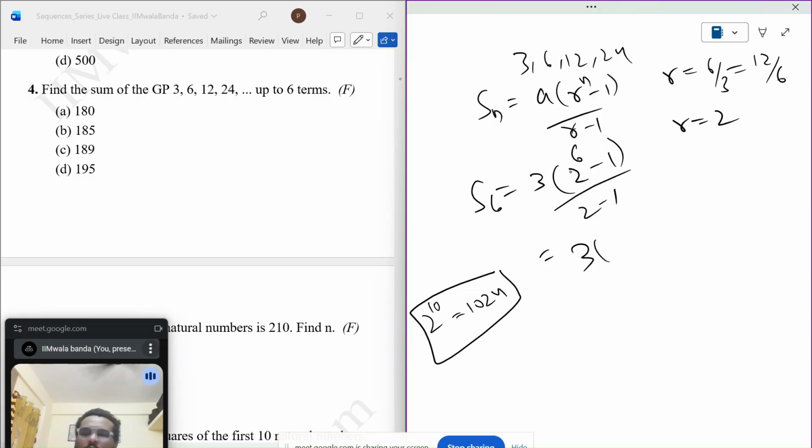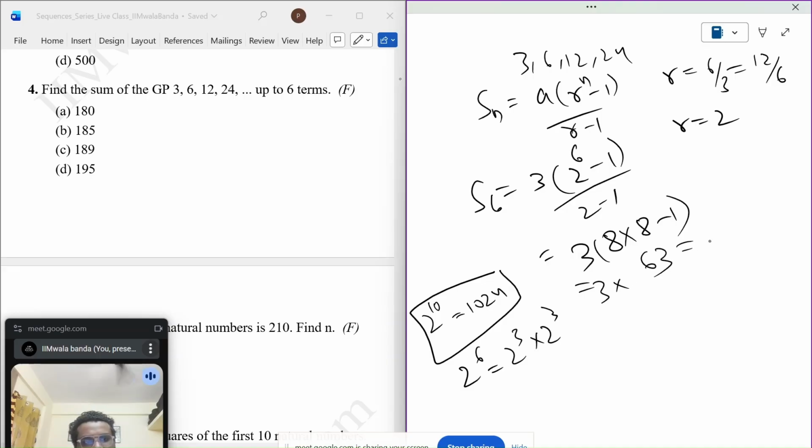Anyway, I know 2 to the power 3 is 8. So can I say 8 into 8? You know 2 to the power 6 can be written as 2 to the power 3 into 2 to the power 3. Powers get added, right? So 8 into 8 minus 1, or 64 minus 1, which is 63, into 3, 3 times 63 is 189.